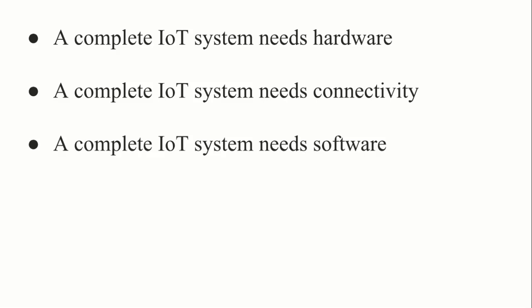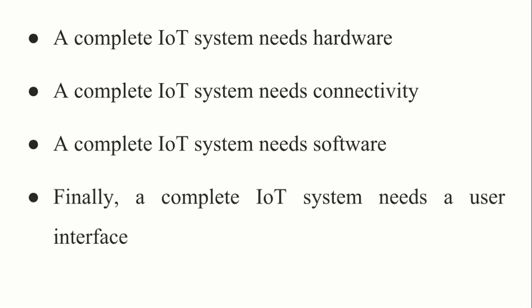A complete IoT system needs software. Software will be hosted in the cloud and is responsible for analyzing the data it's collecting from the sensors. Finally, a complete IoT system needs a user interface. To make all of this useful, there's a need for a way for users to interact with the IoT system. Example, a web app with a dashboard that shows moisture data.